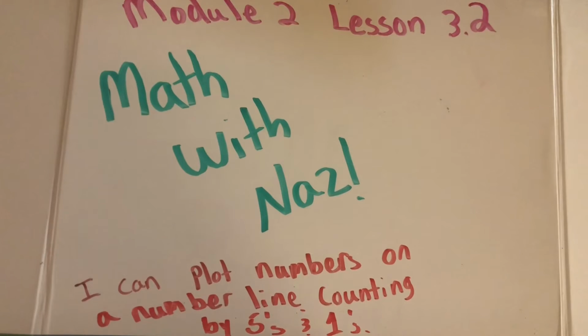Today we are going to be finishing up Module 2, Lesson 3, Part 2. And our learning target is I can plot numbers on a number line counting by 5s and 1s. Of course, you will need something to write with and something to write on. If you do not already have something, run and grab it and let's get started.